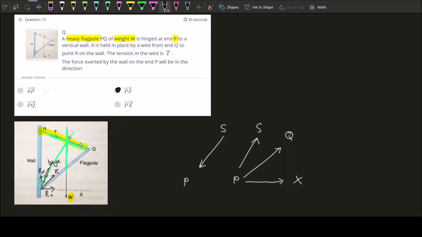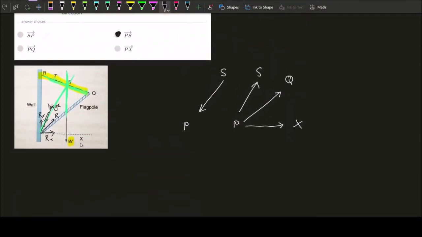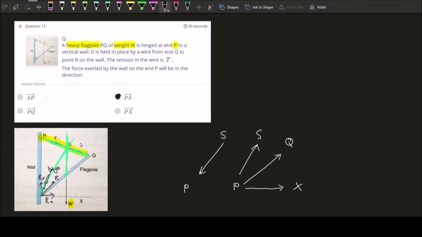Okay, so that's all for question 15. Let's move on to the next question. Oh, there's no next question. Well, that's all. We have solved 8 questions for Chapter 8 Revision Quiz Set 1. That's all for Set 1. Thank you very much.